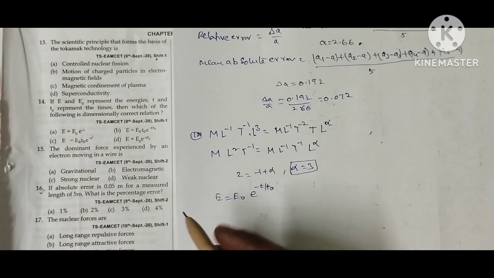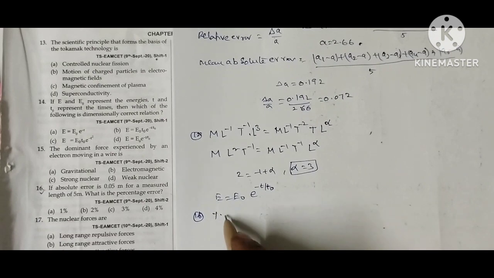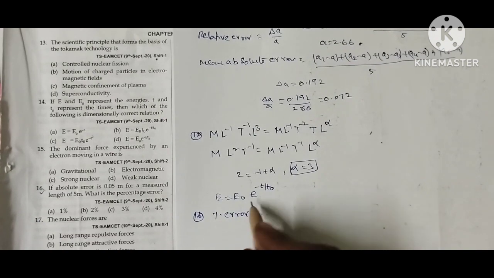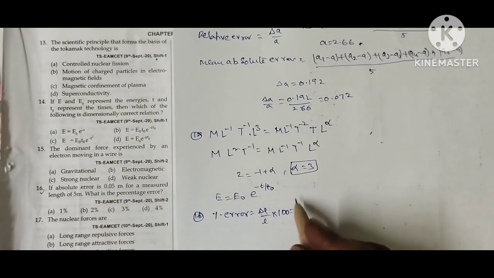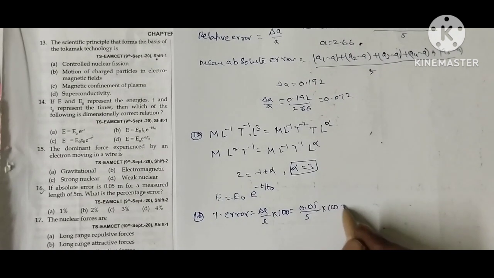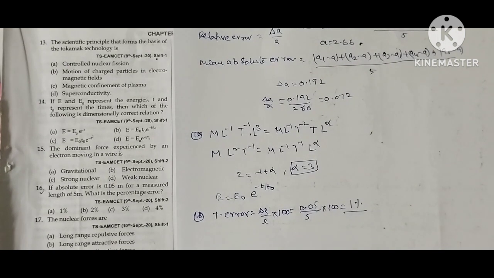They will give the direct formula. For this 16th one, percentage error is nothing but delta L by L into 100. So 0.05 by 5 into 100, obviously 1%. That is the answer.